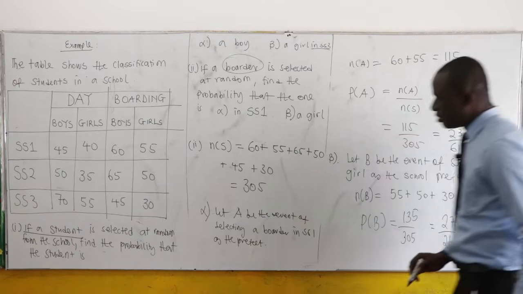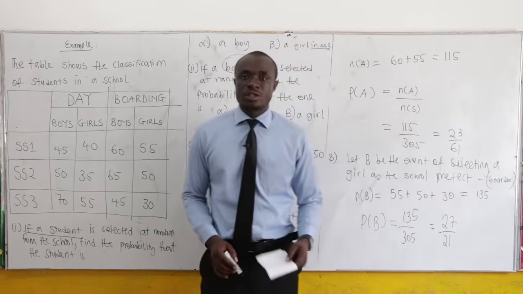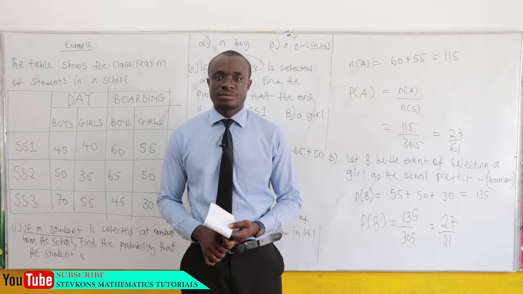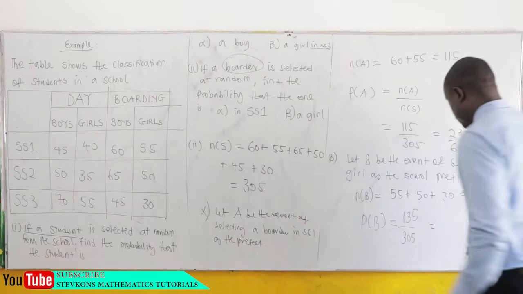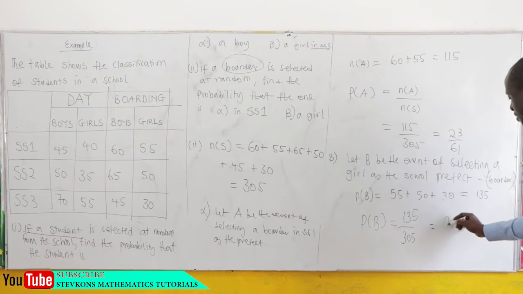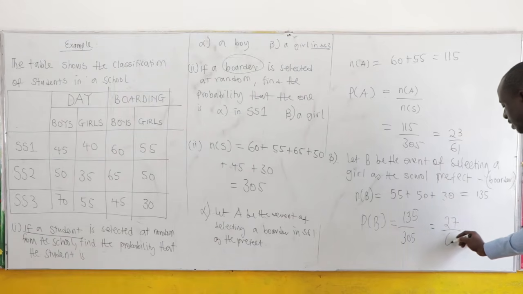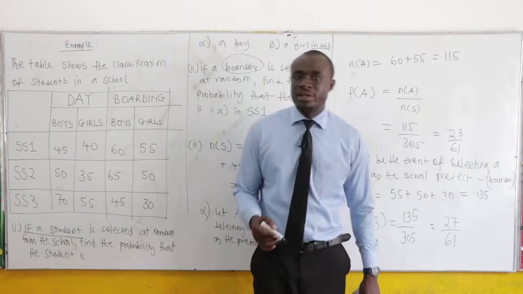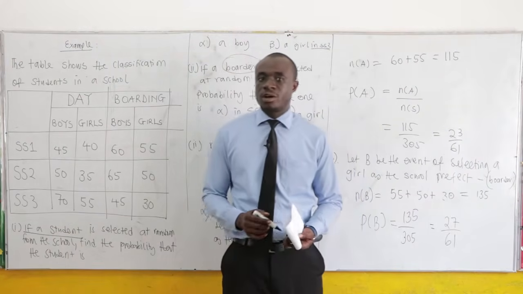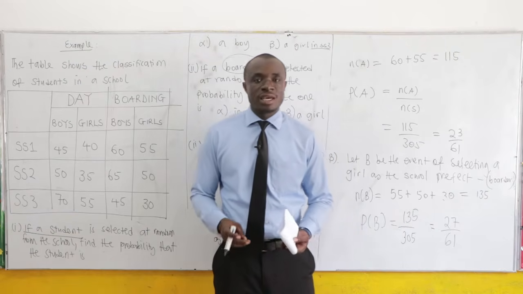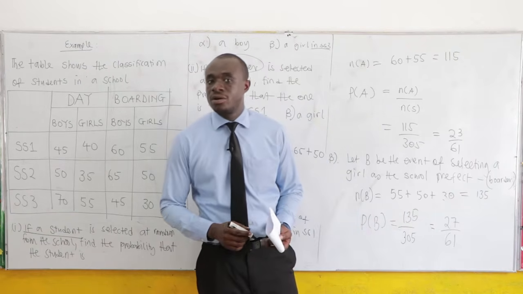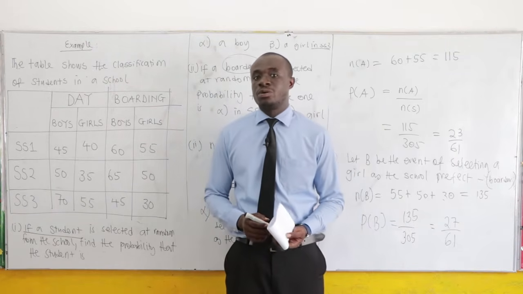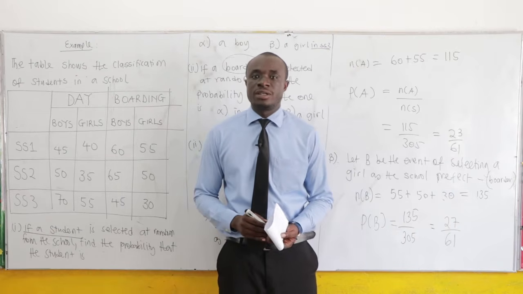So probability is number of events all over number of sample space. So 135 over 305, this is 27 all over 61. And we shouldn't forget that probability is basically number of events all over number of sample space. Now what is the event? The event is a defined occurrence or situation. And then sample space is a set of all possible outcomes of a particular event.